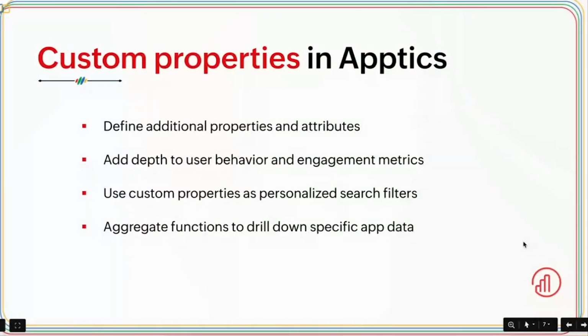We all know that Aptics already tracks most of the core metrics that you need for basic analysis and stuff like that. But there might be some additional data points that you would want to track along with the stats that we provide in Aptics, isn't it? For that, you can use custom properties in Aptics.